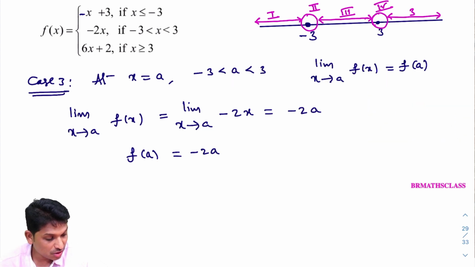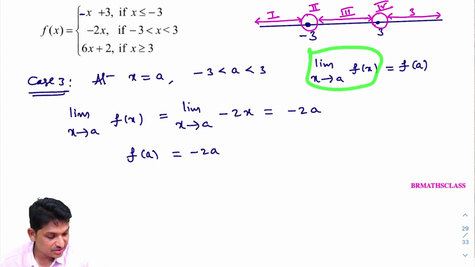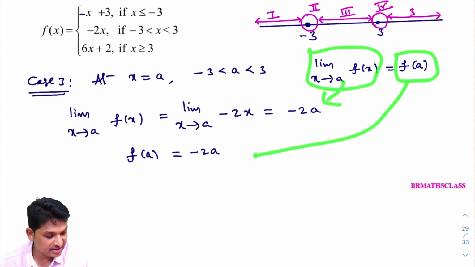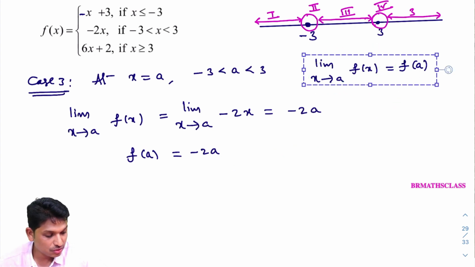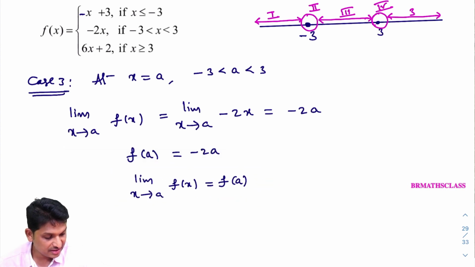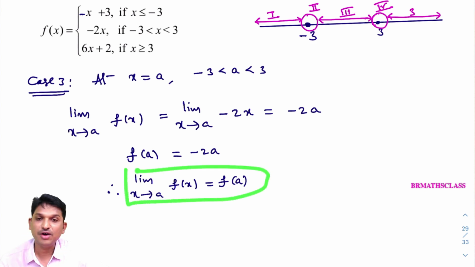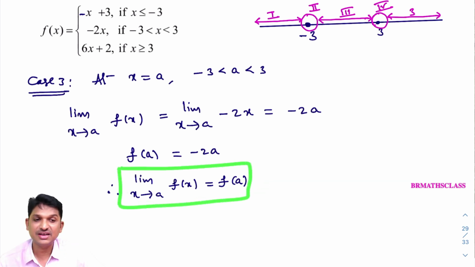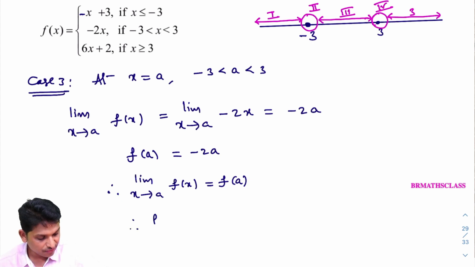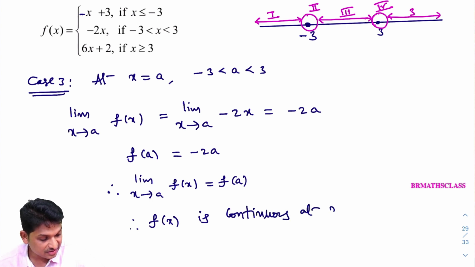So what is the point here? I calculated this one, I got minus 2a. I calculated this one, I got minus 2a. So I can say that these two are equal. Therefore, limit x approaches a, f of x equal to f of a. When this is true, I can say that f of x is continuous at x equal to a.